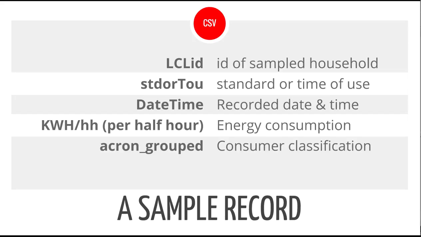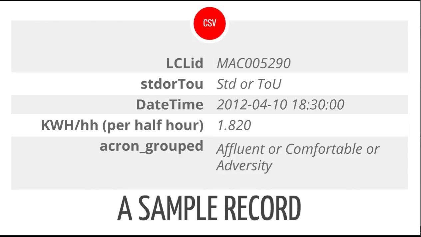Let's see a sample record. The first column is the ID of the sample household, and the next is standard or time of use. The third column is the date and time, meaning the recorded date and time. The next is the energy consumption, and the last one is customer classification. And this is the sample of our data.